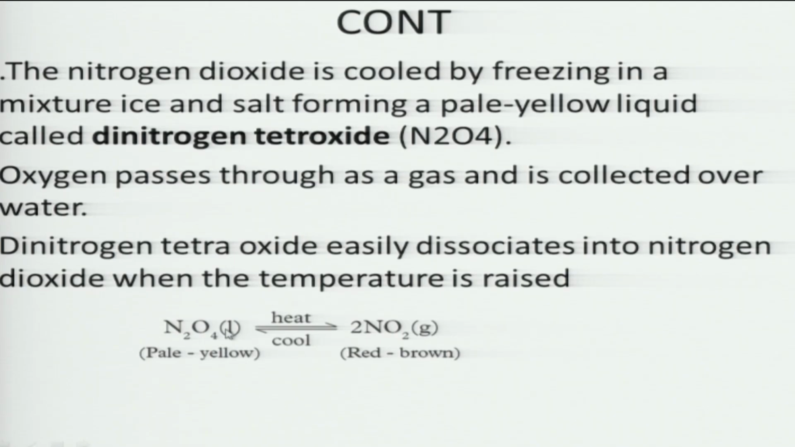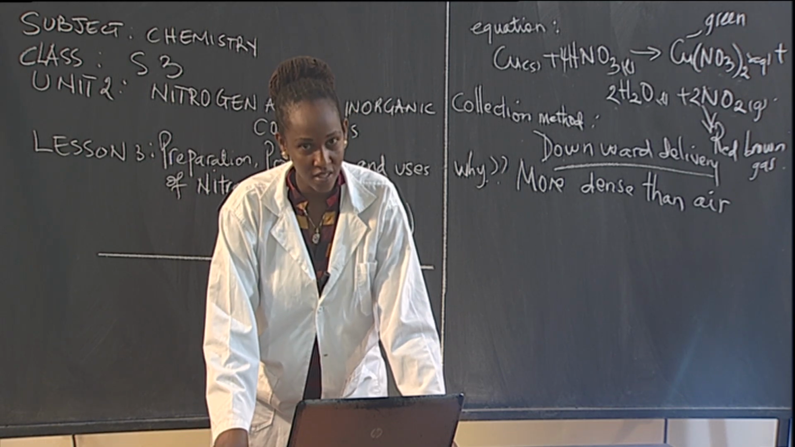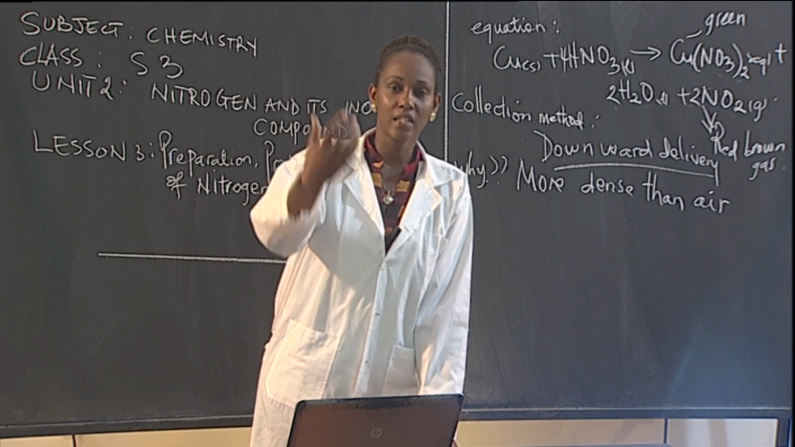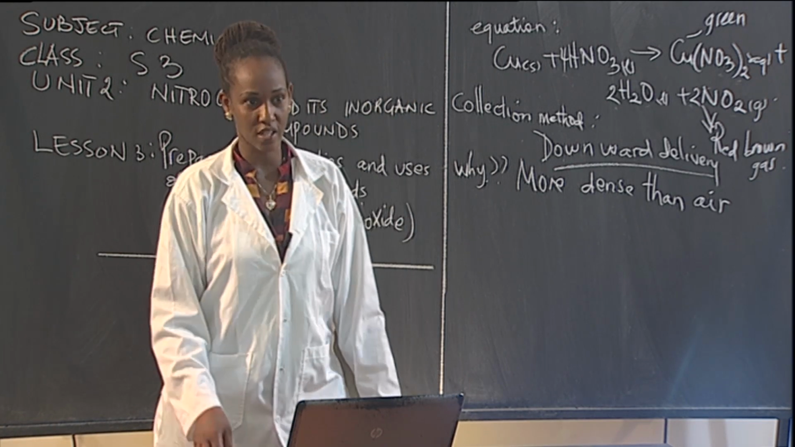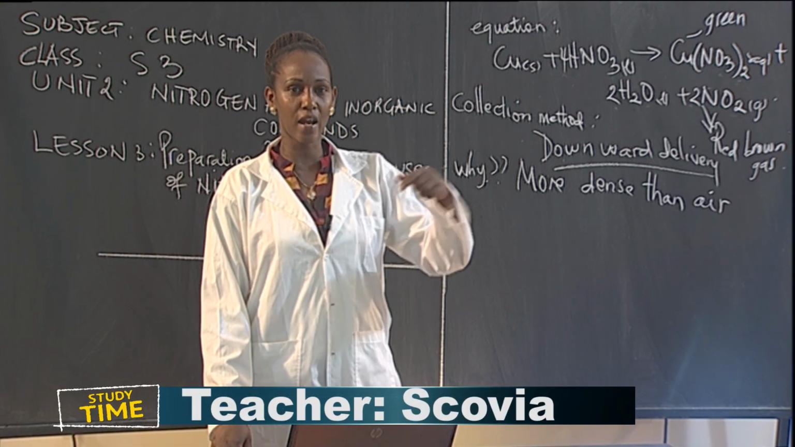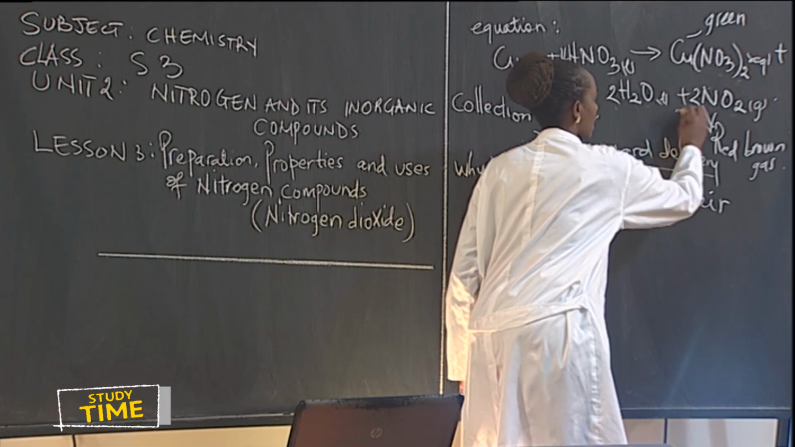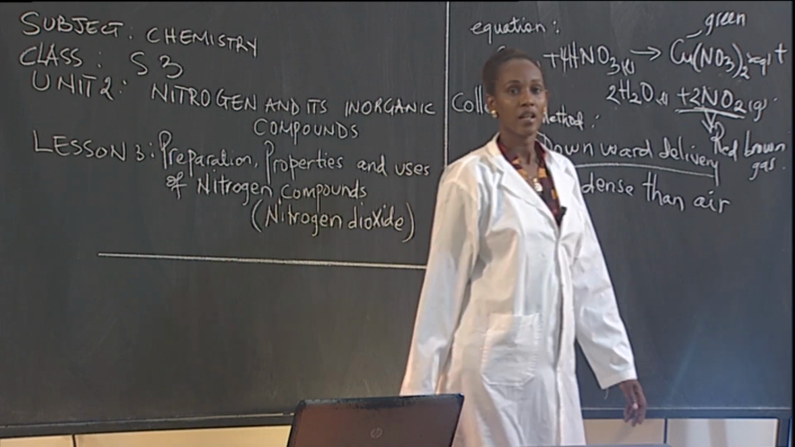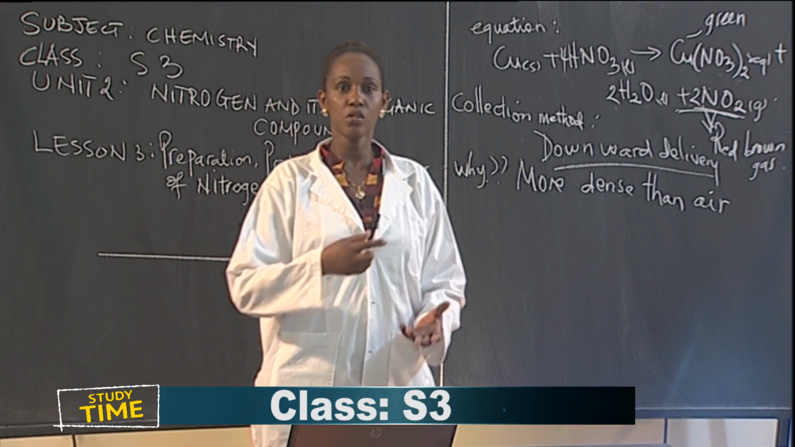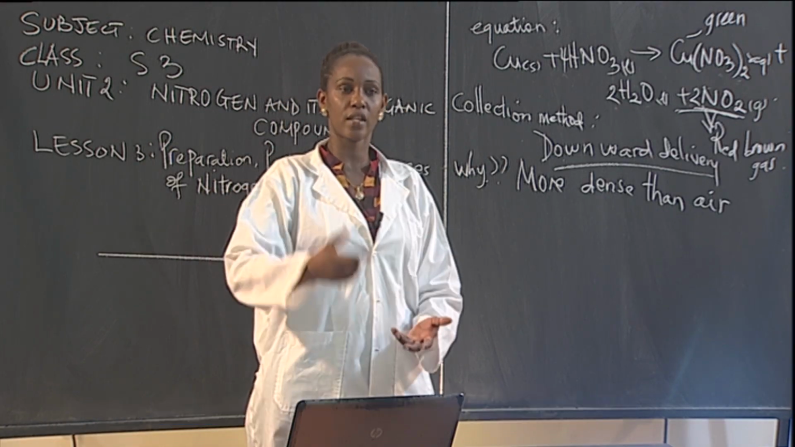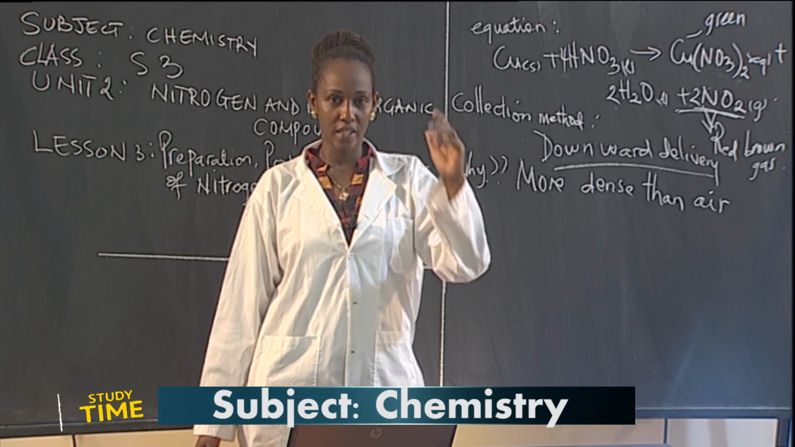So those are two ways you can prepare nitrogen dioxide in the laboratory. All right? Good. So we can continue and look at the physical properties now. The physical properties of nitrogen dioxide. One, as we have mentioned earlier, it is a red-brown gas. When you're doing a practical and you see that the gas given off is a red-brown gas, you expect it to be nitrogen dioxide gas.